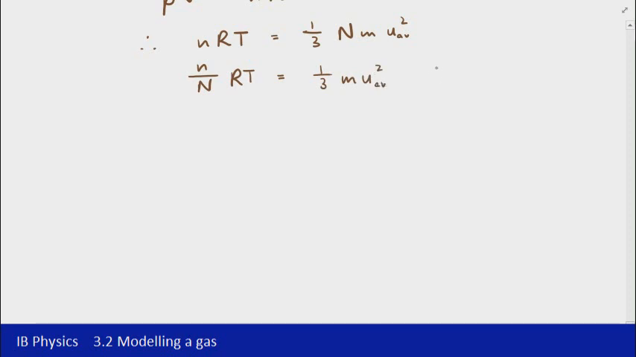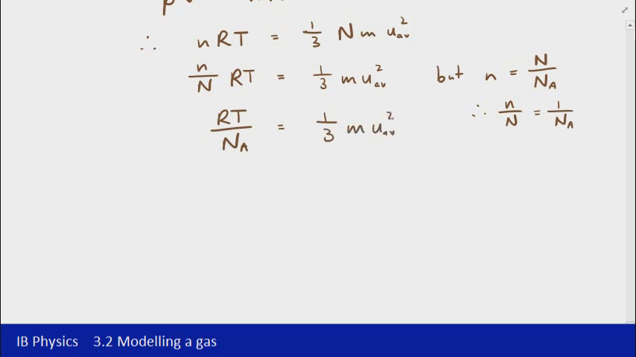But keep in mind, if you go back to the video on moles, we looked at the fact that n is equal to the number of particles over Avogadro's number. So n equals capital N over Na, so we can rearrange that and write an expression for lowercase n over capital N, which is 1 over Na. We can now substitute in and simplify that expression, and instead write this as RT over Na is equal to 1/3 m u av squared.